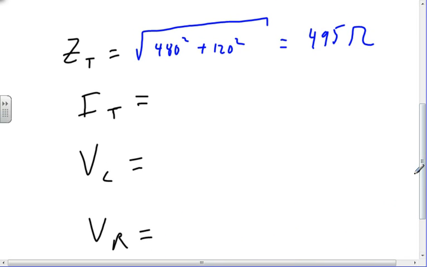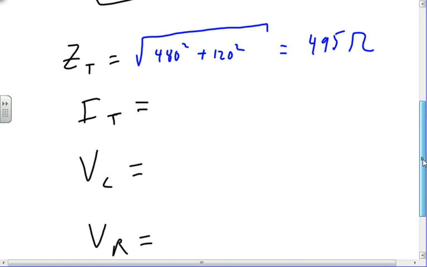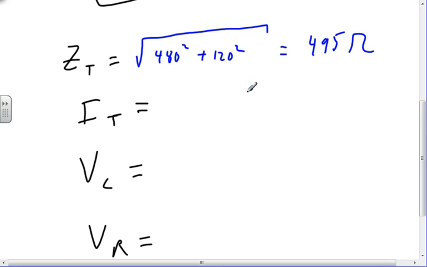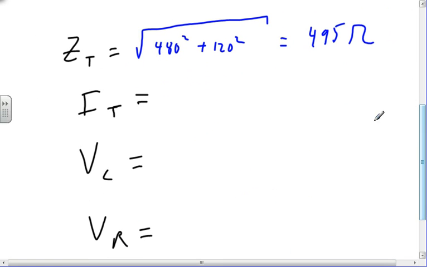All right, total current. Okay, so total current, voltage divided by impedance. Anybody remember the voltage? 12 volts. 12 volts divided by 495 ohms. 12 divided by 495 ohms, 24 milliamps.